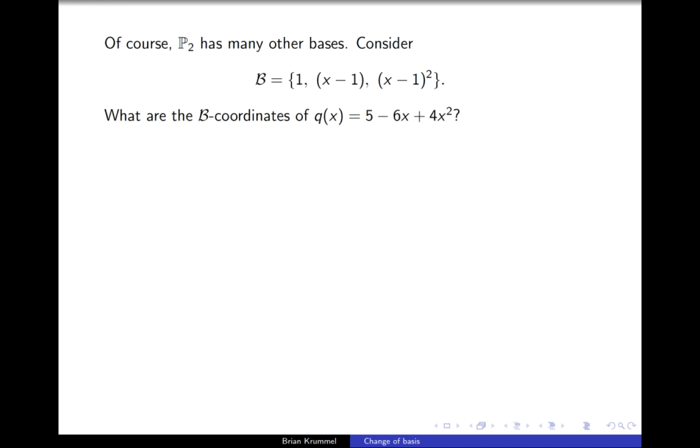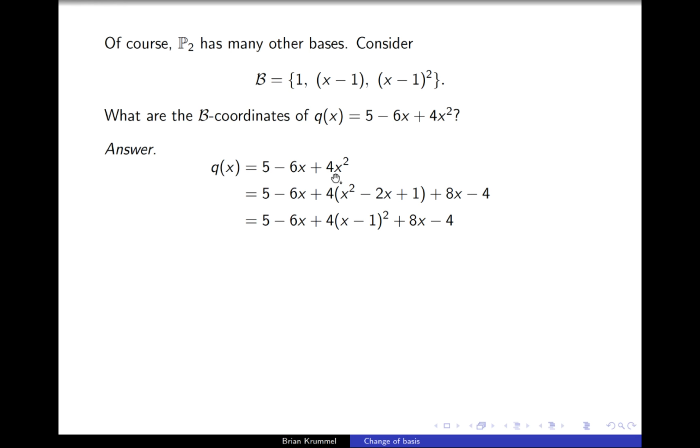Great, so let's continue. Hopefully you got the right answer. We want to find the B coordinates of q of x equals 5 minus 6x plus 4x squared. Now, in order to do this, we have a basis with x minus 1 and x minus 1 squared, so we need to introduce x minus 1s into q of x. Well, what we can do is we'll start with the quadratic term, which is 4x squared, and we'll replace that with 4 times x minus 1 squared.